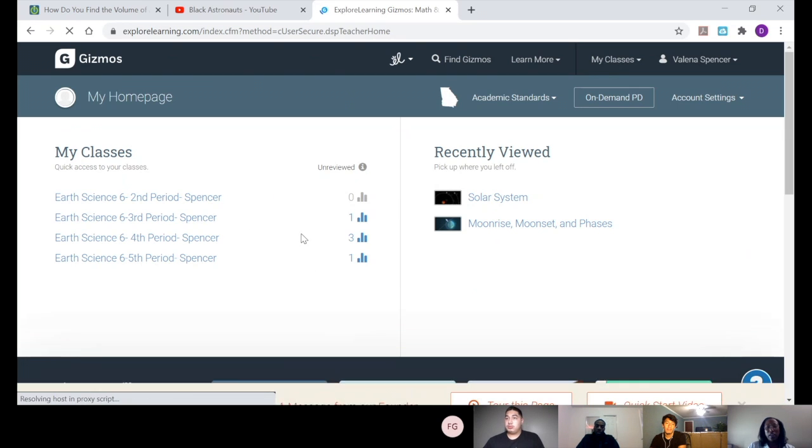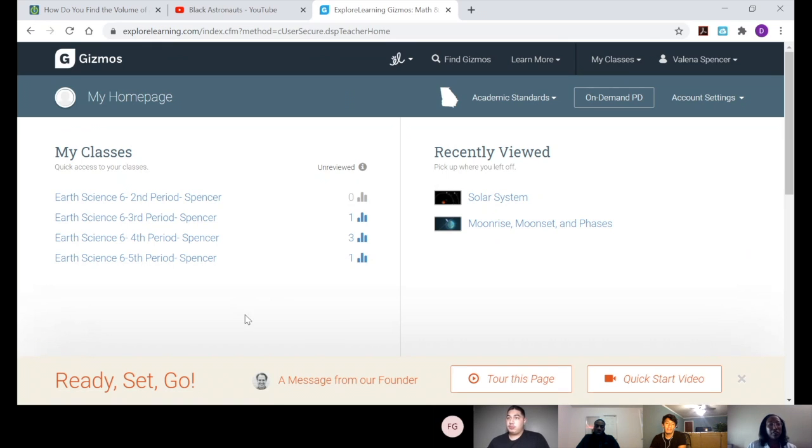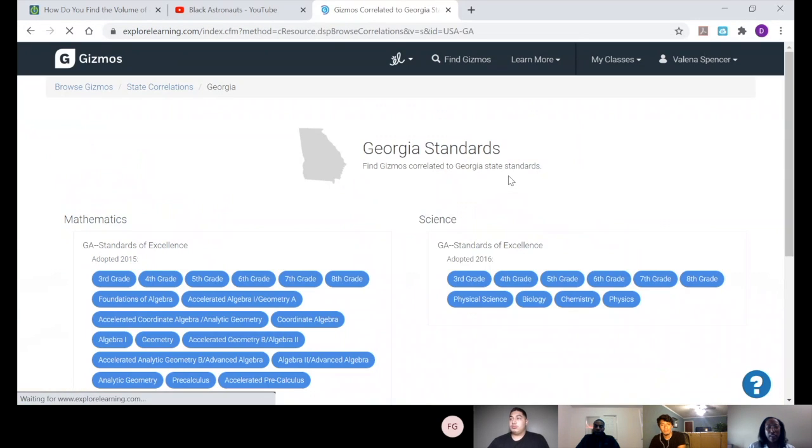And so here is a setup. It's a nice setup of the classes that you can see: Earth Science, 2nd period, 3rd period, 4th period, 5th period. And this is where we started. So here are the academic standards. The Georgia standards are pulled up. You can browse and see that all of the standards are here for math and all the standards are here for science. You can choose which standards you're going to work with.